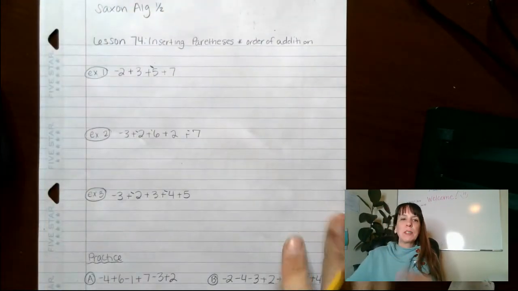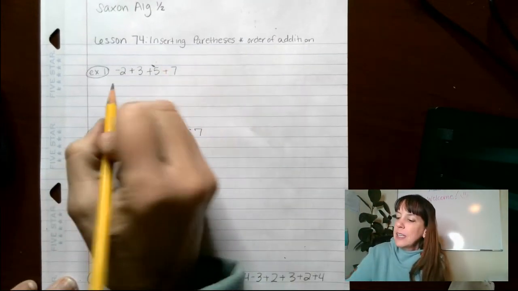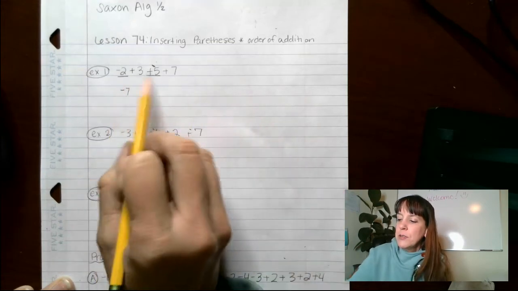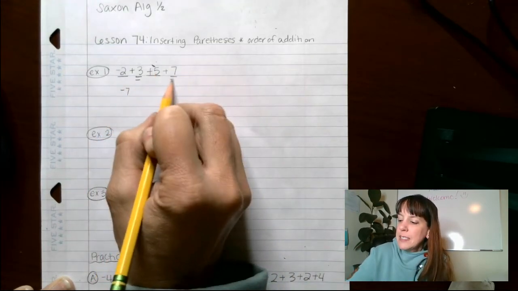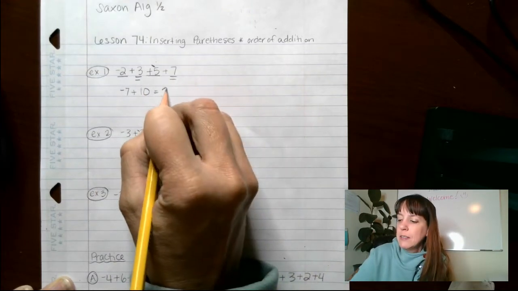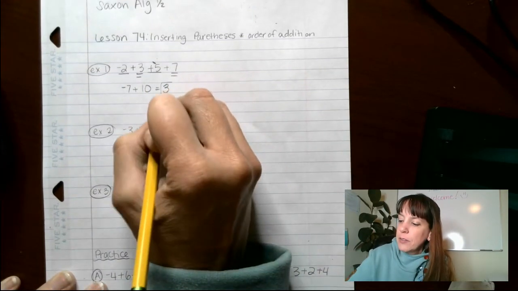Now you're in a position to be able to gather up all your negatives, all your positives. Negative, negative, that gives me negative 7, negative 2, negative 5. Positive, positive, that gives me positive 10. Which team is larger? Our positive team, and by how many? By 3. So our answer would be 3.